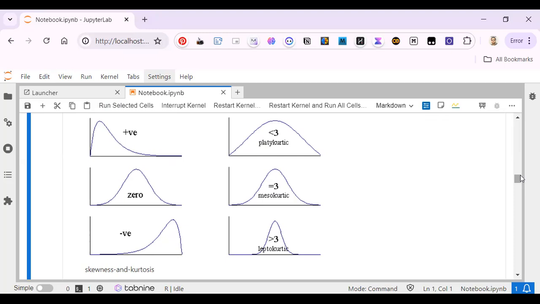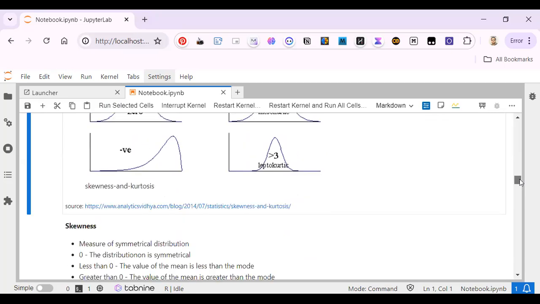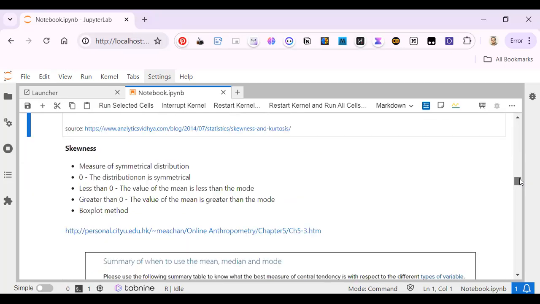That is the two mechanisms, skewness and kurtosis. But once we know the number, we can tell how skewness works and how kurtosis works. So skewness is a measure of symmetrical distribution. 0 means the distribution is symmetrical. Less than 0 means the value of the mean is less than the mode. Greater than 0 means the value of the mean is greater than the mode. So that we can indicate from the box plot method and the distribution method.